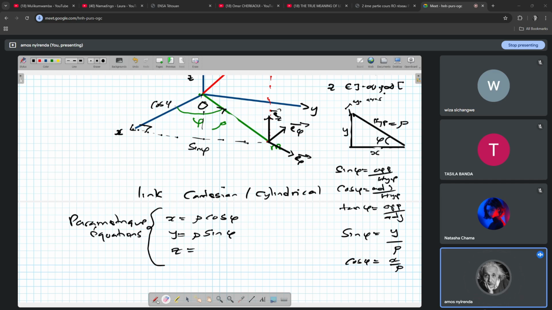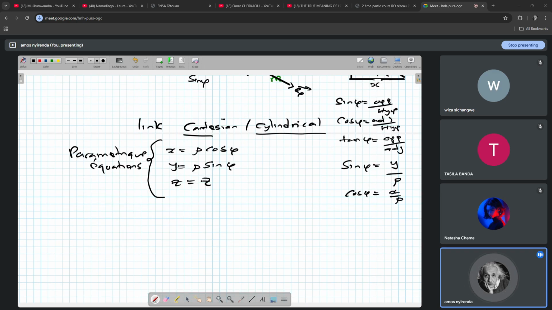Not 0, but z will be equal to z. It's a mistake, okay. So z will be equal to what? z will be equal to z. So in the cylindrical coordinate system, these are the parametric equations that link the Cartesian and the cylindrical coordinate system.